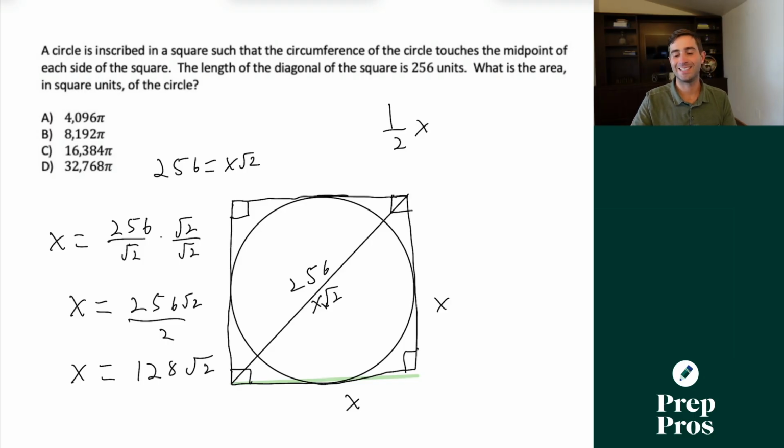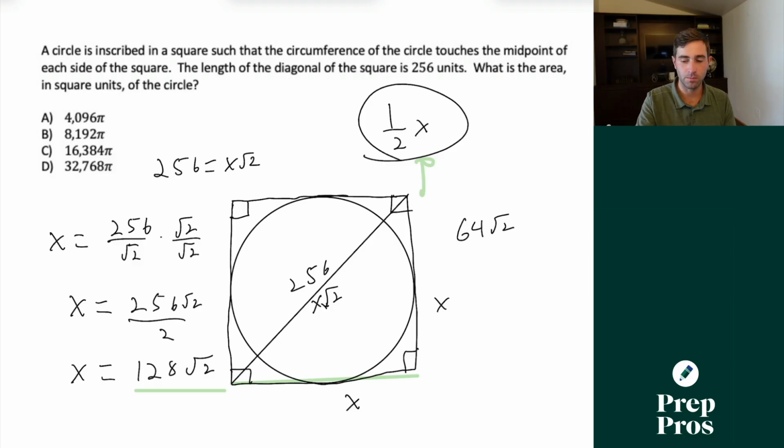Well, that means the side length of the square is going to be 128 root 2, but the radius is going to be 1/2 of the side length. So that means the radius is going to be equal to 64 root 2. So now all we have to do is pi r squared, so we're simply going to do pi times 64 root 2 squared, and that will give us our answer. So I'm just going to pop this into my calculator really quickly here. So that will give us that B is our correct answer.